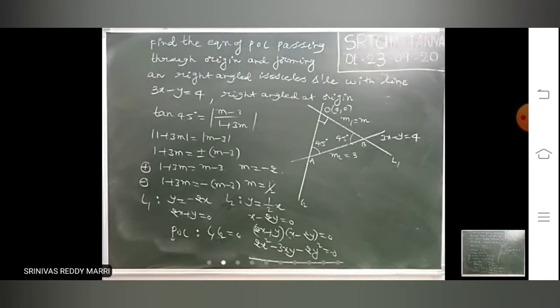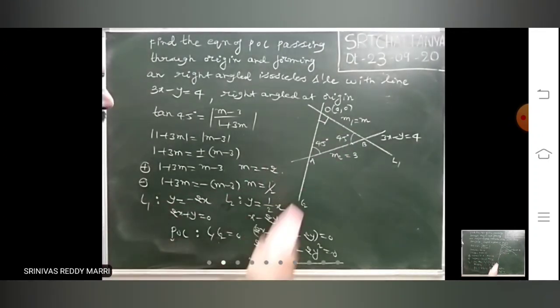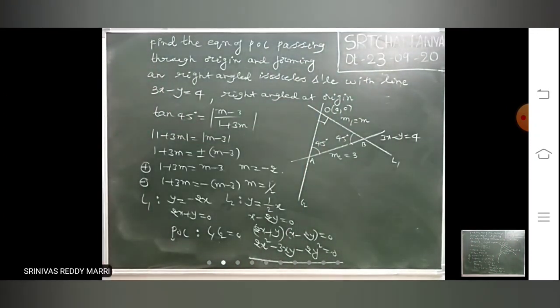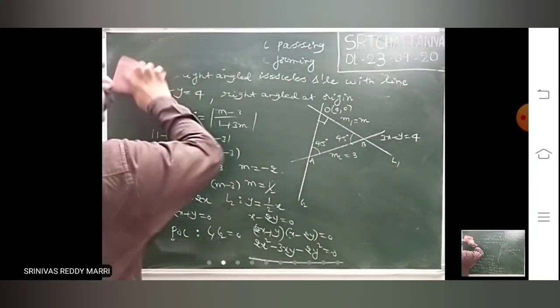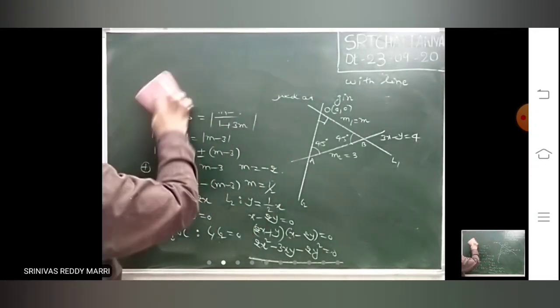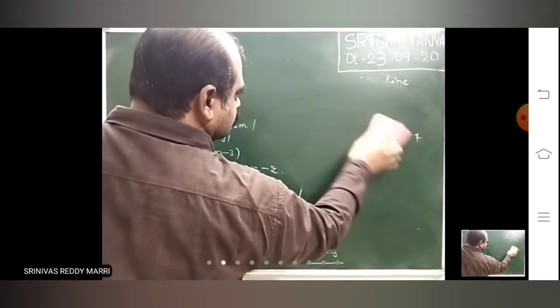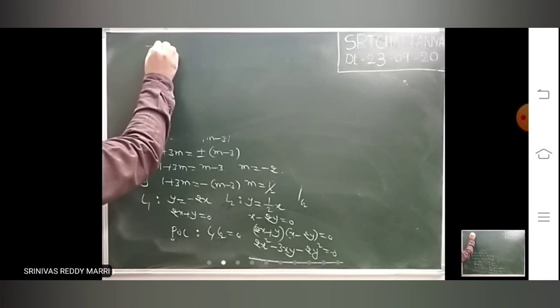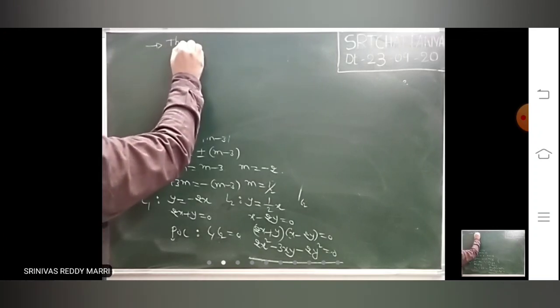Okay, I will tell a formula of how to calculate these types of lines, passing through a point and making equal angles with the given line. Look at this, I will tell a formula. Write the formula for this.